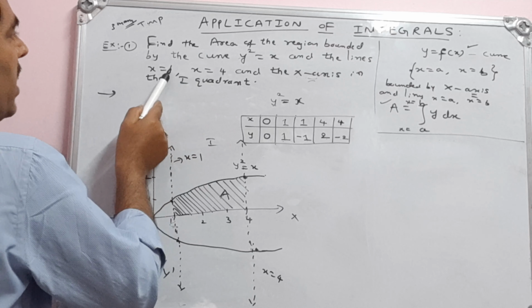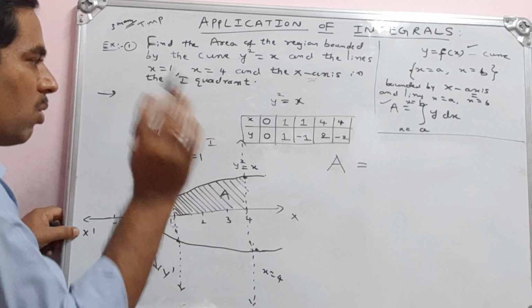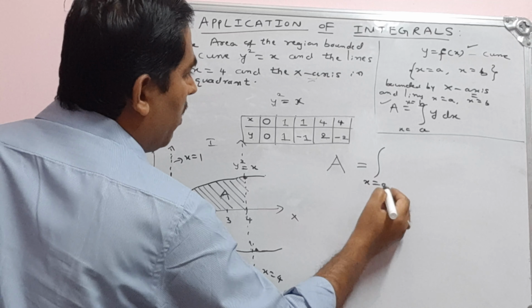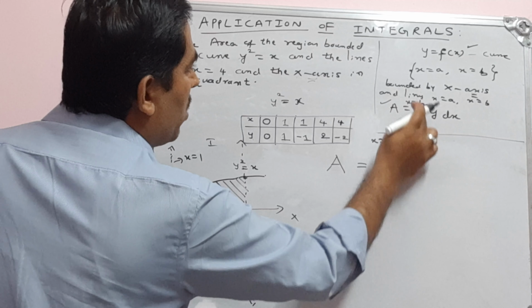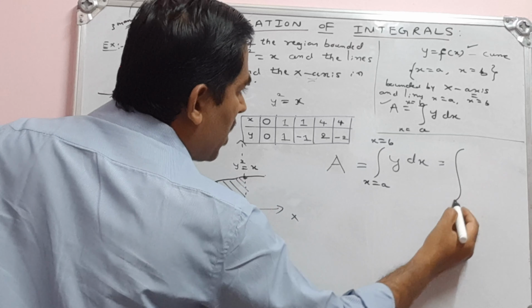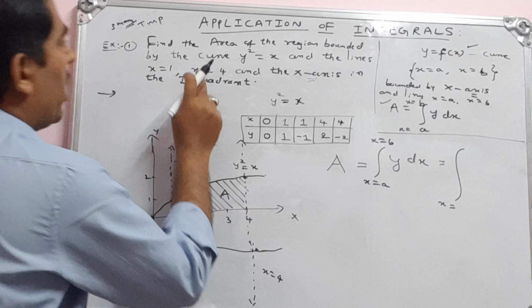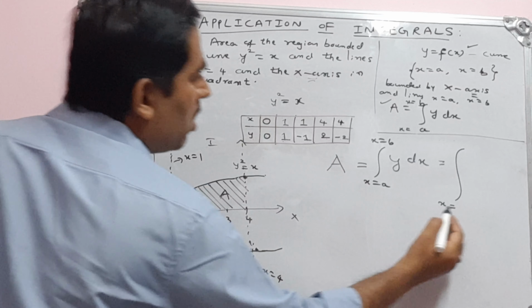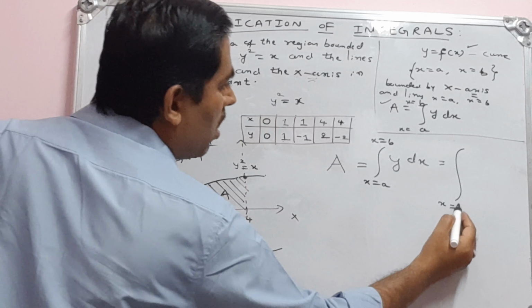So how can we use the integral here? The required area, I'll write it as area, is equal to the integral from x is equal to a to x is equal to b of y dx, because it is bounded by the x-axis and the lines x is equal to a to x is equal to b. Here x is equal to a means x is equal to 1, and the other line is x is equal to 4, so b is 4.